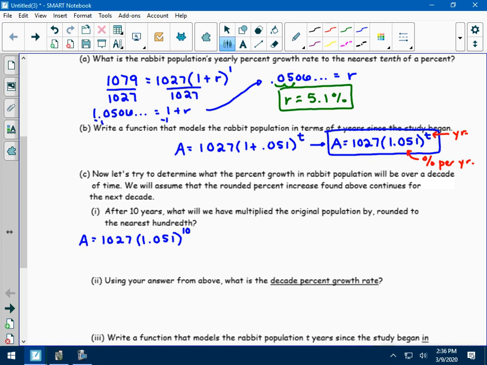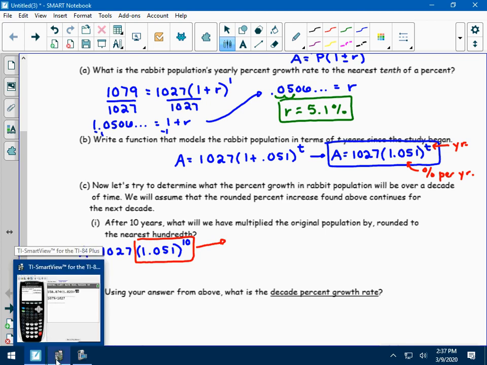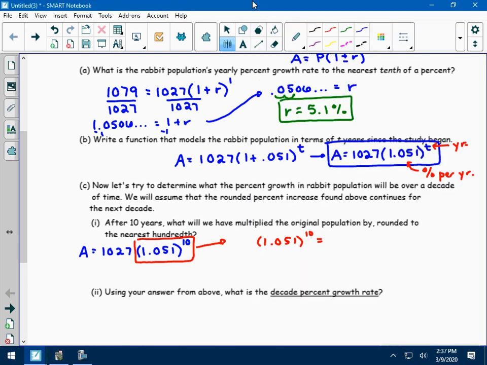But if I want the decade growth rate, I'm really looking at this piece of it. So similar to that equivalent rate day that we did last class, that R value is trapped inside that parenthesis. Over 10 years, it says what will we have multiplied the original population by rounded to the nearest hundredth. There's the original population. That's what I'm multiplying it by. So if I just do that, 1.051 to the 10th, that's what I'm multiplying the initial population by. 1.051 raised to the 10th comes out to be 1.644 if I'm doing the nearest hundredth. 1.64, I guess, is the nearest hundredth.